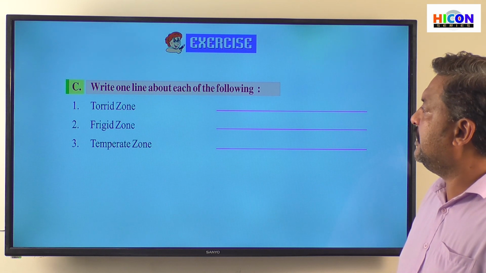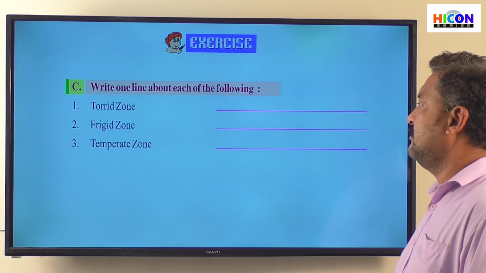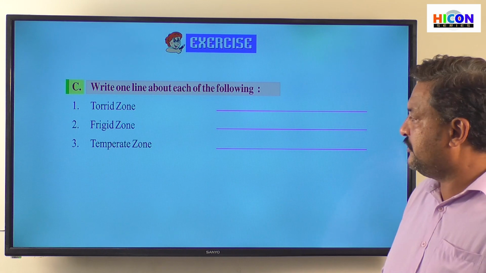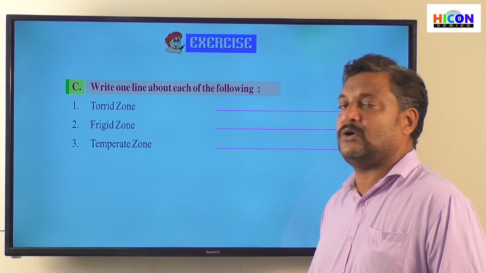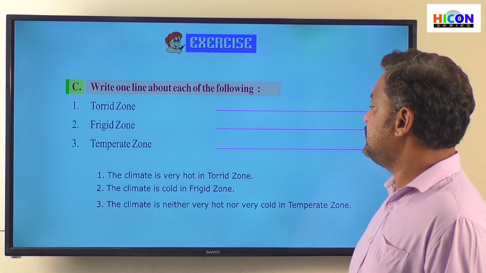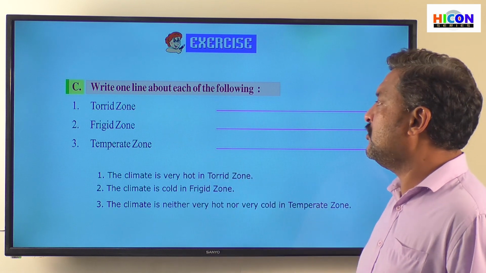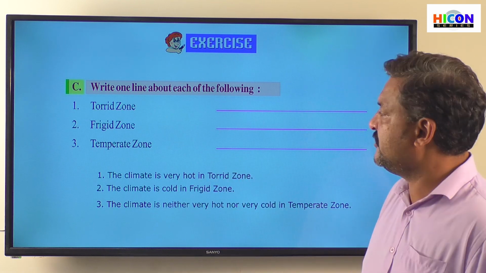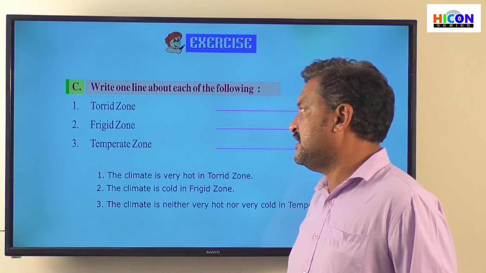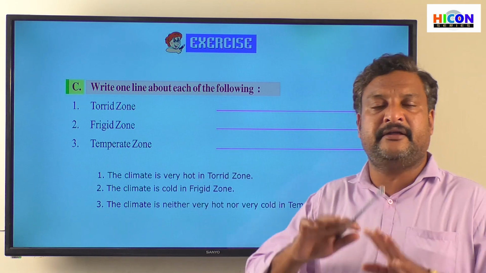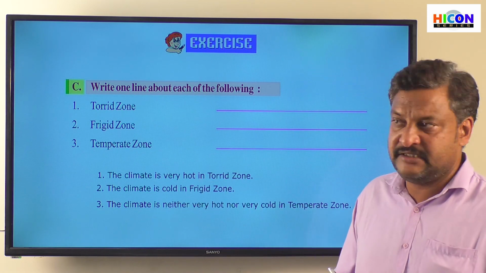Write one line about each of the following: torrid zone, frigid zone, temperate zone. So we need to write one sentence each about these three zones. We know these are the three zones into which the entire surface of the earth is divided.